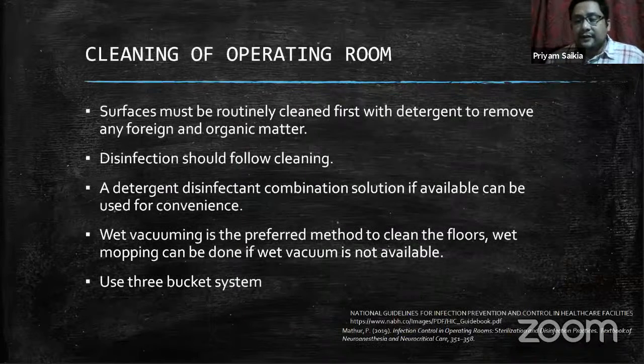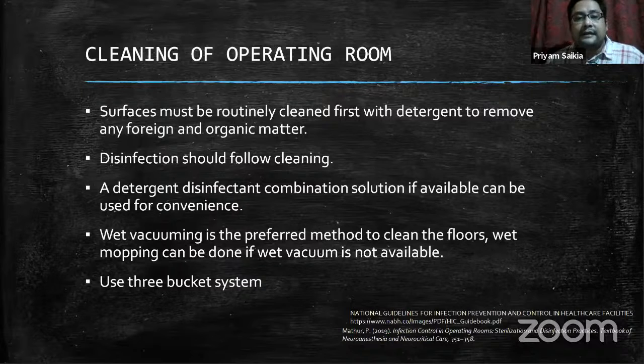The National Guideline for Infection Prevention, which is given by the Ministry of Health and Family Welfare, recommends that surfaces must be routinely cleaned first with detergent. The detergent should have a pH between 6 and 8 to remove any foreign and organic matter, because the presence of foreign or organic matter will decrease the efficiency of the disinfectant that will be used subsequently. A detergent-disinfectant combination, if available, can be used. Then there is no need to clean first and then use the disinfectant.